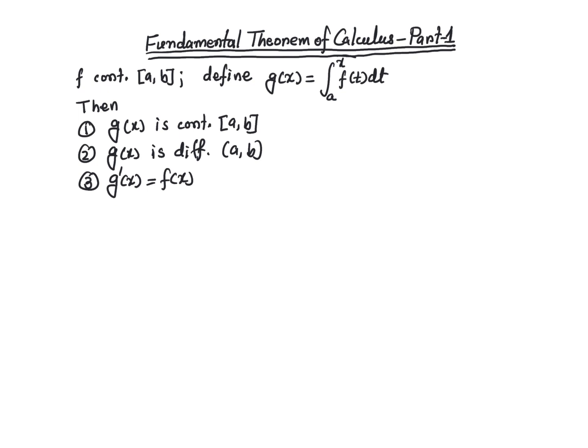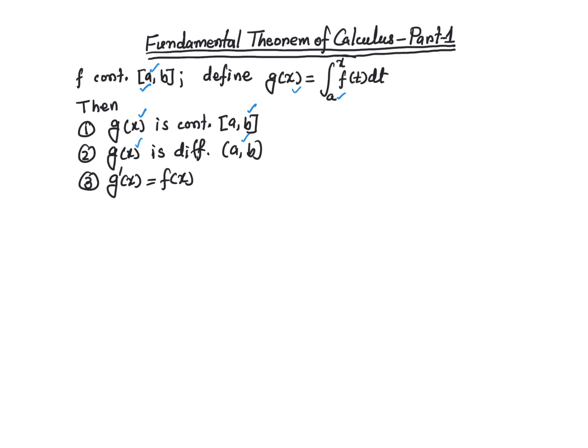So what is it? We have a function f that's continuous on the closed interval a, b. We define a new function g of x, which is the integral from a to x of f of t dt. And if a function g of x is defined in such a way, then it should satisfy these three things. g of x is continuous on the closed interval, g of x is differentiable in the open interval a, b, and g prime of x is f of x. So let me go ahead and show it to you.